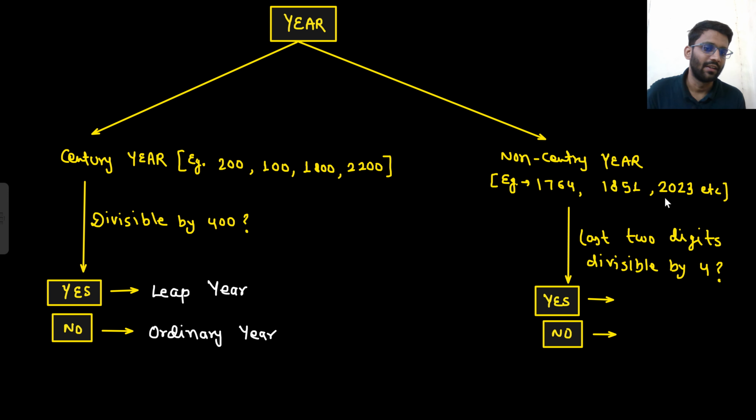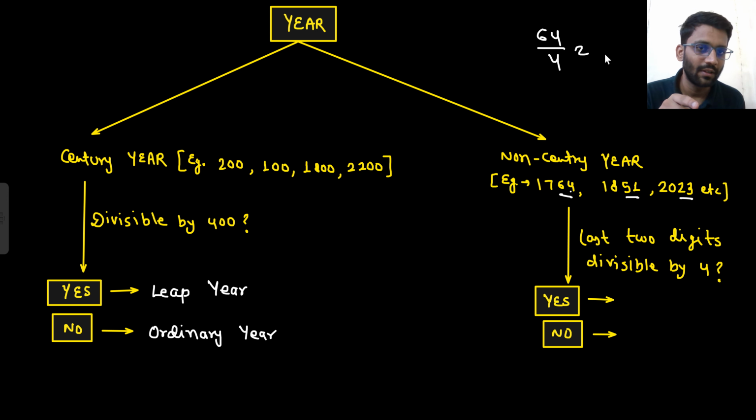1764, 1851, 2023. So these are non-century years. In this, what you need to do? Last two digits you need to see, whether the last two digits are divisible by 4 or not. So here, 1764. Is it divisible by 4? Yeah, it is divisible by 4.